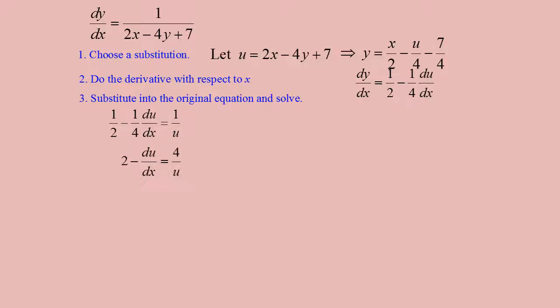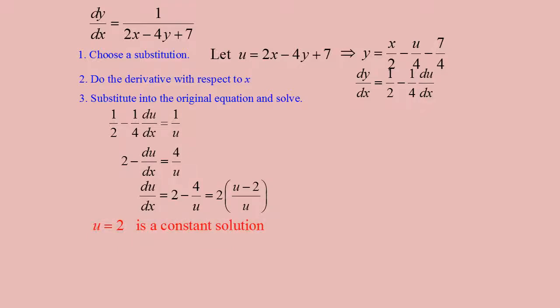Well, if we multiply through by 4, and rearrange terms, we see that we have something that's separable. Also, we can recognize that u equals 2 is a constant solution. We'll separate it and do the integral of both sides. Now, I'm not going to go through this by hand. The integral of u over u minus 2, you can do that various ways.